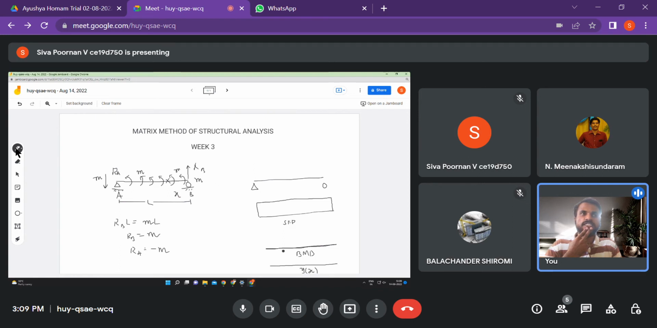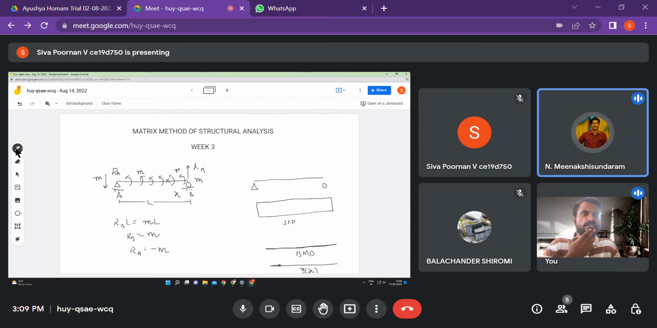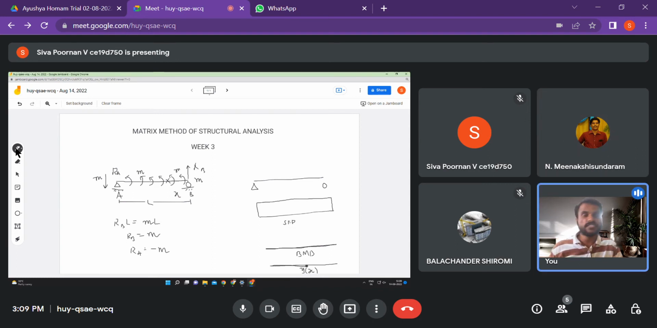Deflected shape will be from bending moment. What do we get? Double integration of bending moment is what is deflection, right? Yes, if bending moment is 0, then deflection is also 0, right? So there's no deflection in the beam. So there are two questions here.